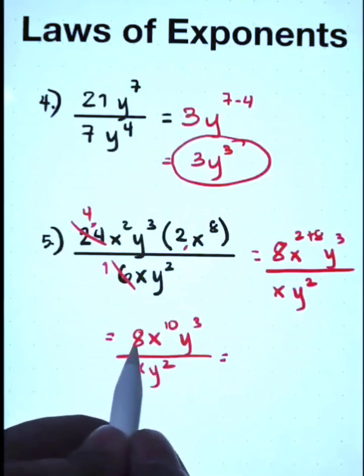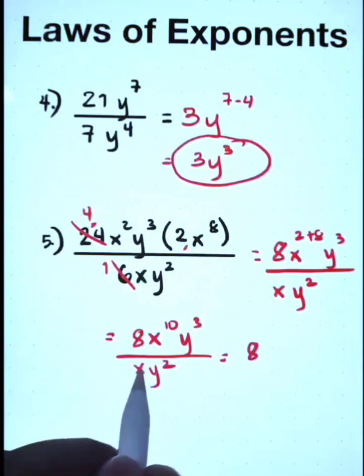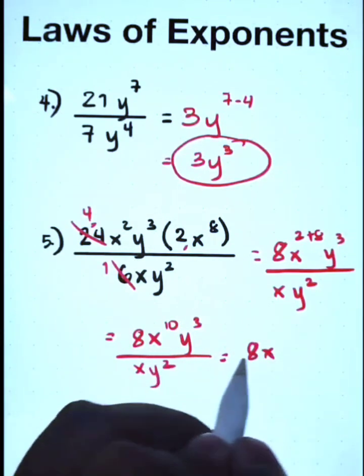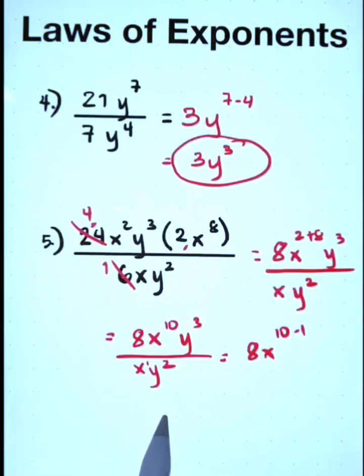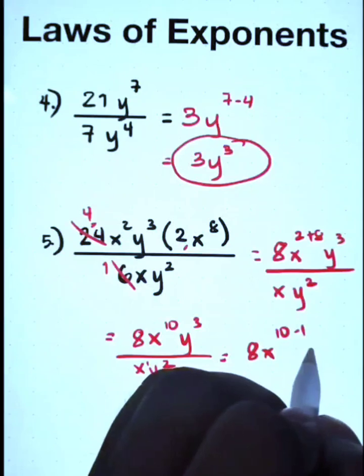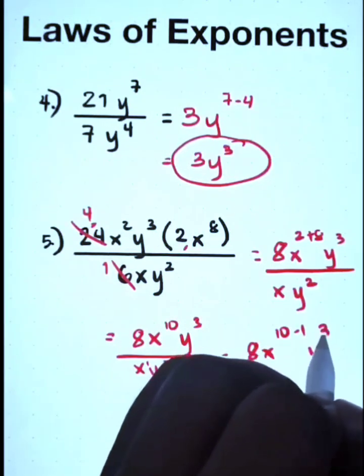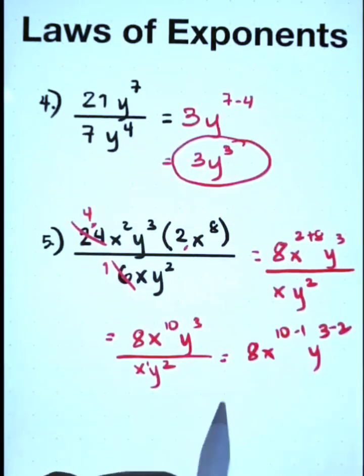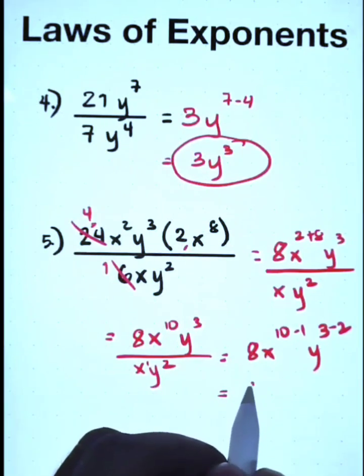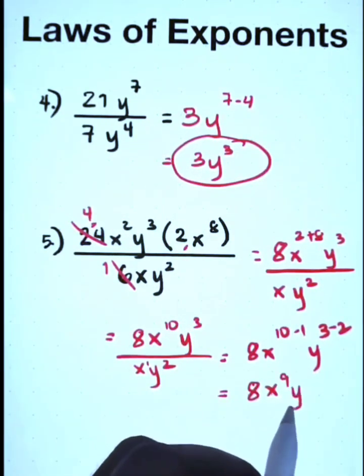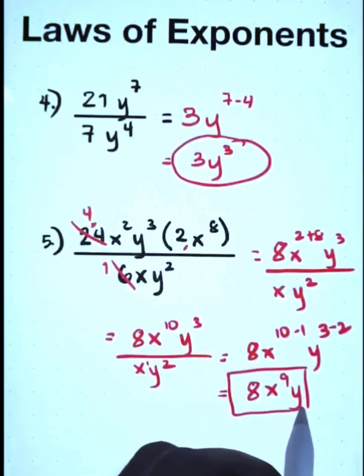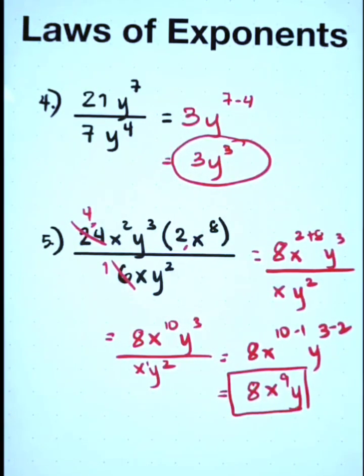We have 8. For the variable x, subtract exponents, 10 minus 1, because we have here an invisible 1. For the variable y, we have y raised to 3 minus 2. And then simplify the exponents. And as you can see, the answer is simply 8, x raised to 9, and y. And this is now the final answer for item number 5.